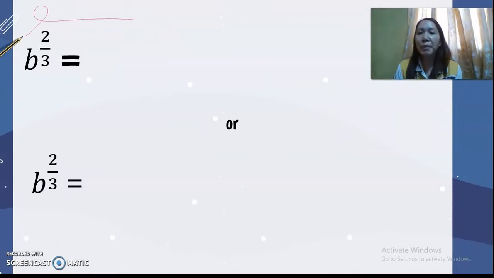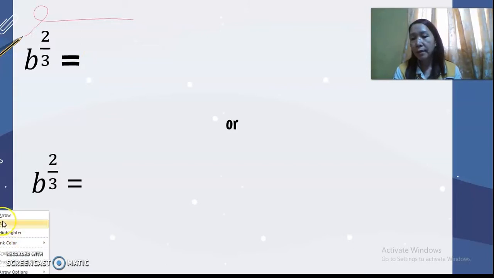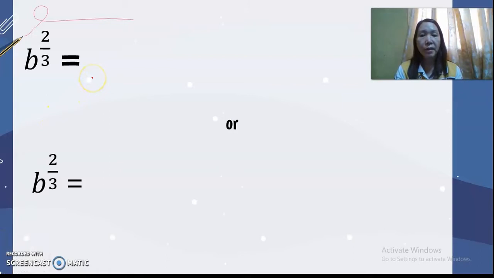Okay, so let's go a little bit further. This time, the exponent is not 1/3 or 1/2 or 1/4, but already 2/3. So the numerator is not 1. What will we do here? How can I write this in radical form? You may rewrite this as a power of a power. When you see an exponent raised to another exponent, you just simply multiply.